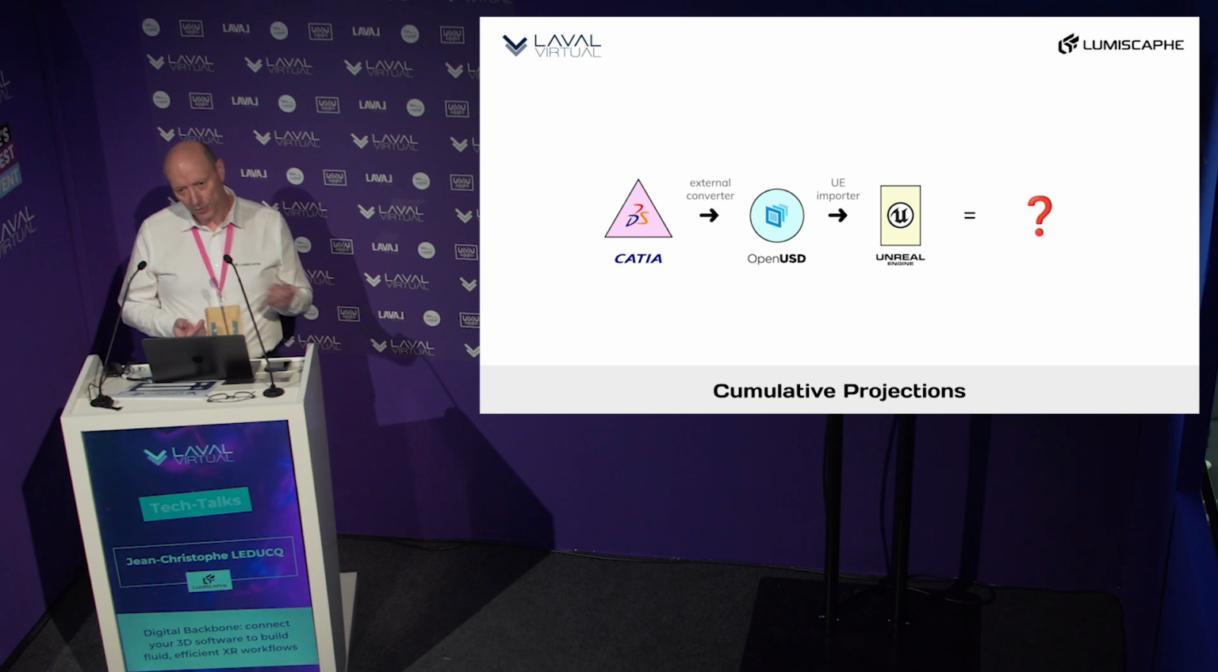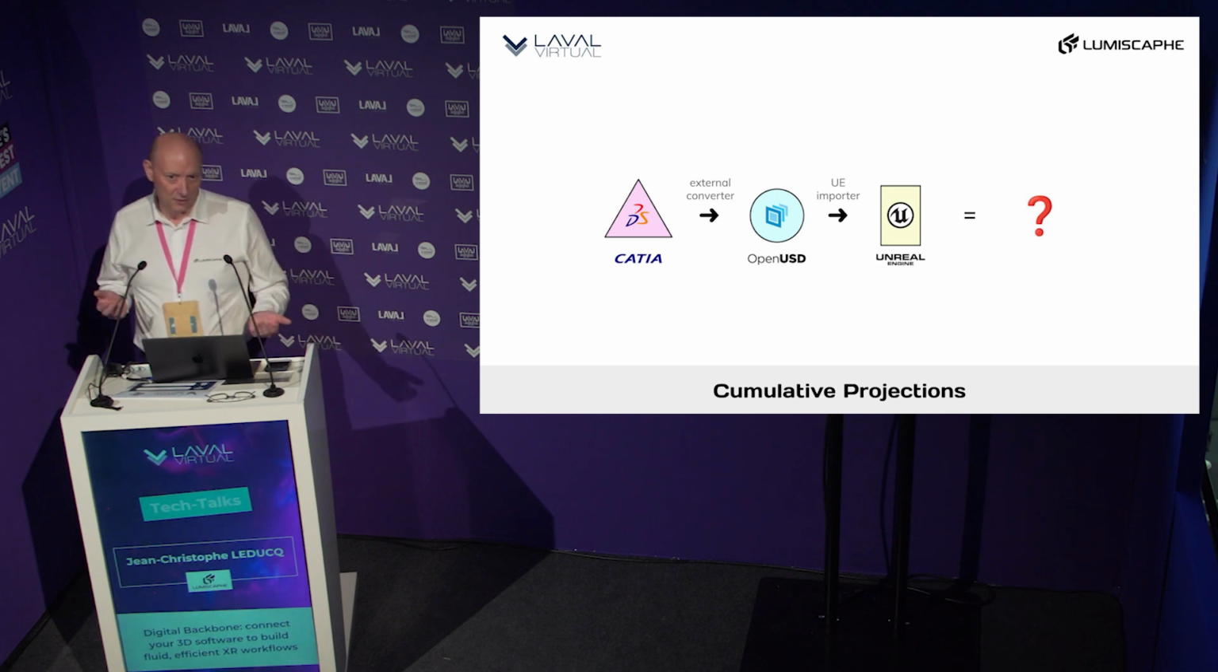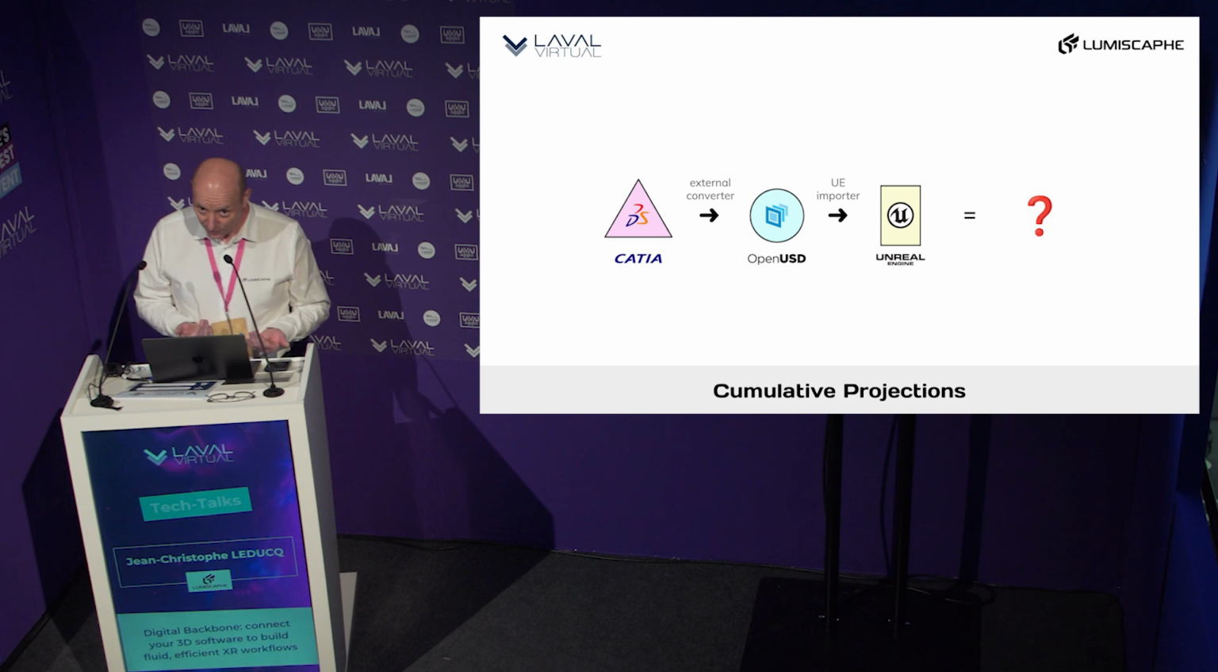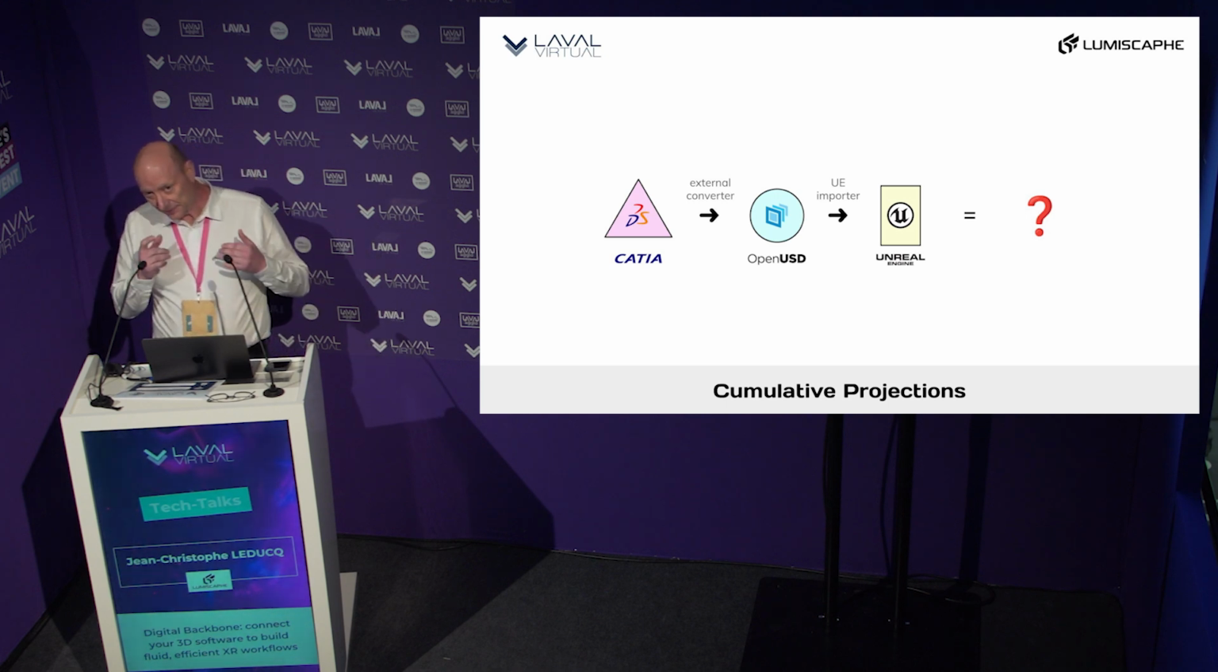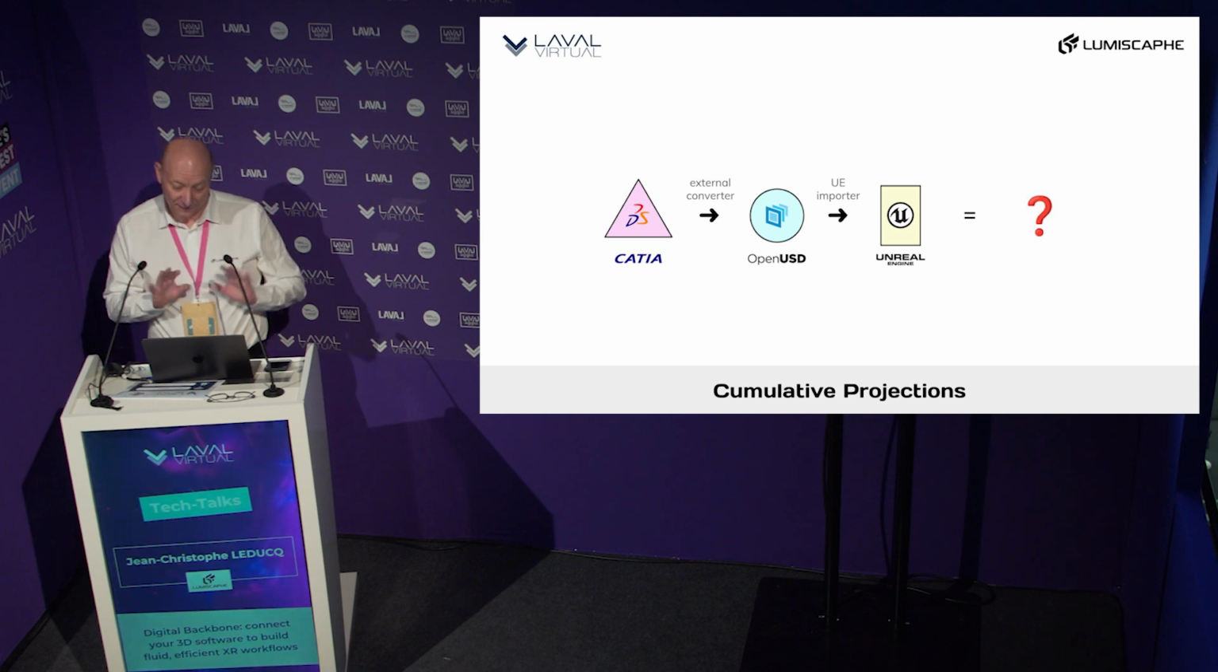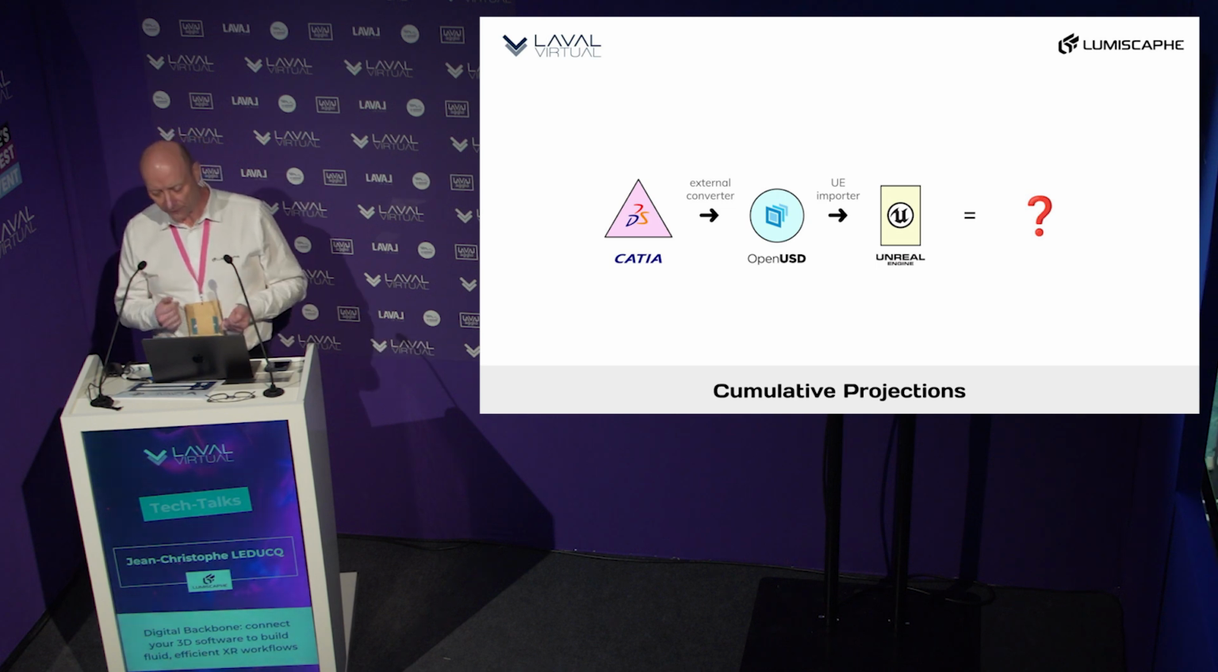So you have a projection, you have a bias, and then you go from OpenUSD to Unreal, for example, and use the Unreal importer. And once again, you have a bias. Perhaps all will be fine for your specific application, and in that case, it's fine. But you must take care of the fact that a projection from one world to another one may reduce the quality of your information.